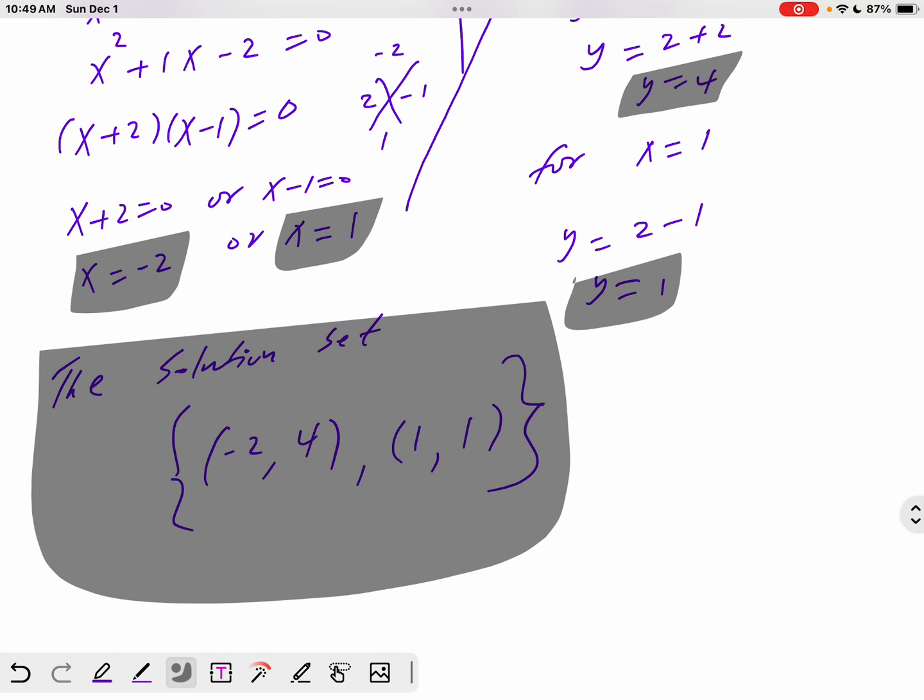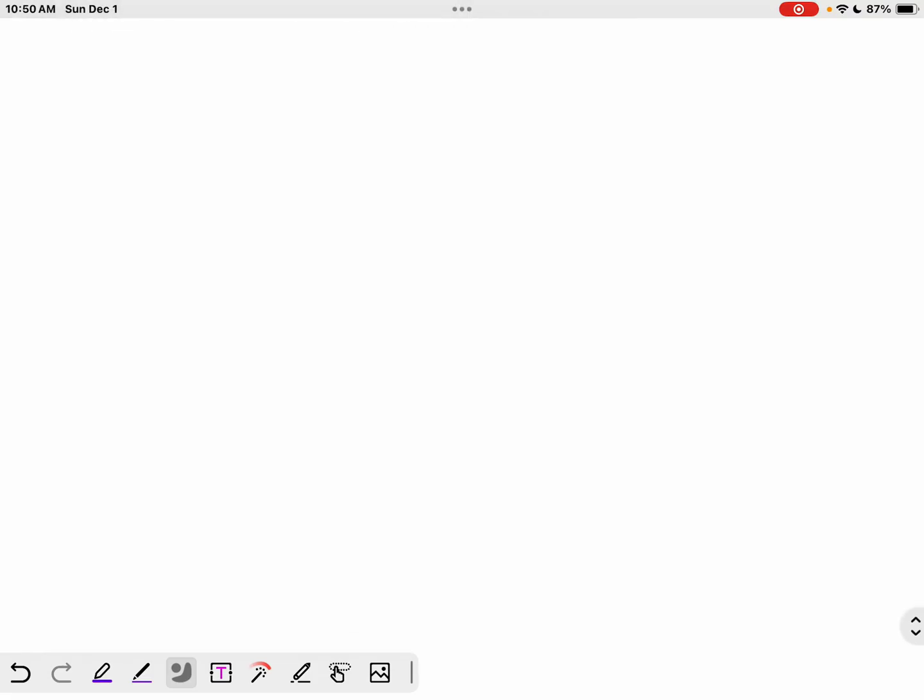Okay, so these are the two examples we used where one equation is linear, the other one is nonlinear, and then we use the substitution method. Next one is how we use the elimination method, when both equations are nonlinear. So here is the second objective: solving nonlinear systems by elimination method.